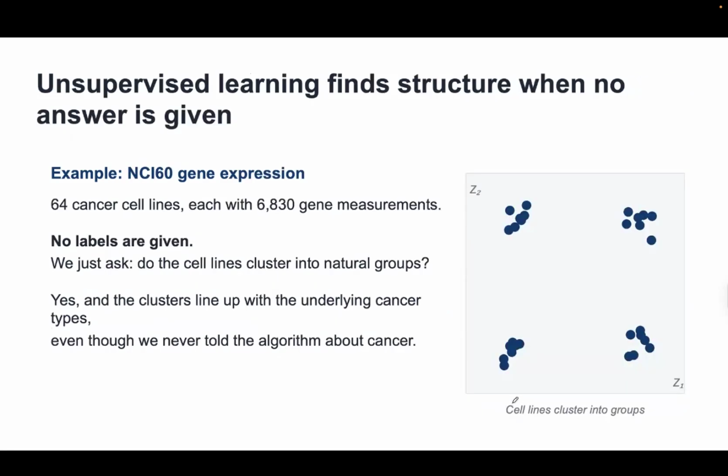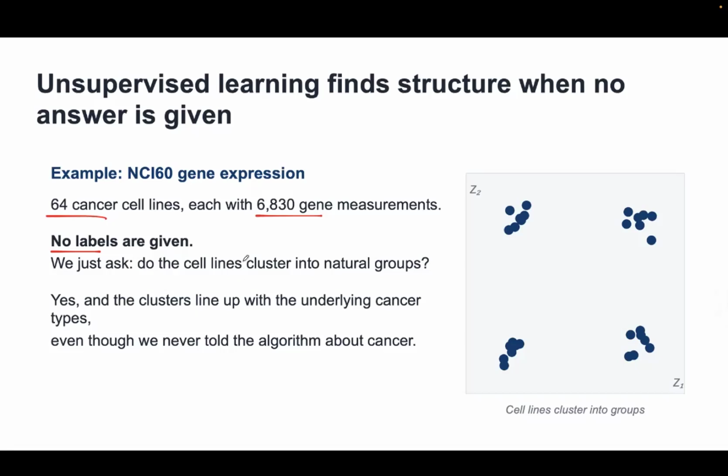Let's just focus on unsupervised learning now. This one confuses people a lot, so stay with me as we talk through this. Here's the setup. There are 64 cancer cell lines, and for each cell line, we have measured almost 7,000 genes. And that's a lot of data. But here's the catch. Nobody told us what kind of cancer cell each one is. We are working blindly. So what can we even do with this information?